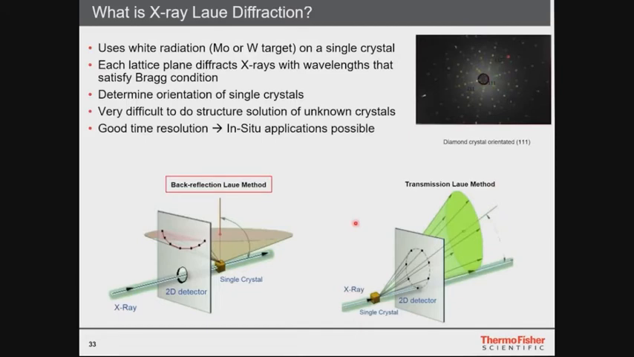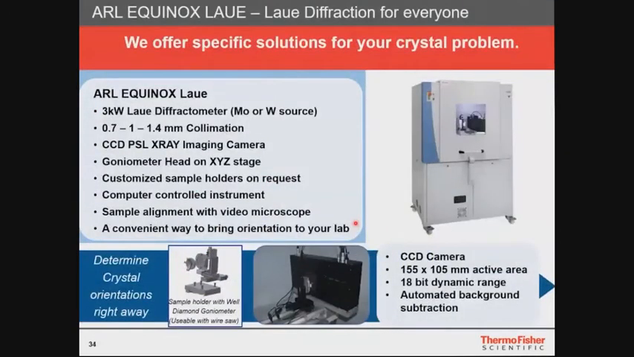But our instrument is a back reflection instrument. We don't have transmission Laue instruments. The instrument looks like this. It's a floor standing instrument. It has a 3 kilowatt generator, as I mentioned, with molybdenum or tungsten sources. We have a set of different collimators. We are using a CCD camera, which you can see down here, with this little hole in the center for the beam. We have a goniometer head on the XYZ stage. We are also offering customized sample holders on request. The whole instrument is computer controlled, and we have a video microscope for sample alignment.